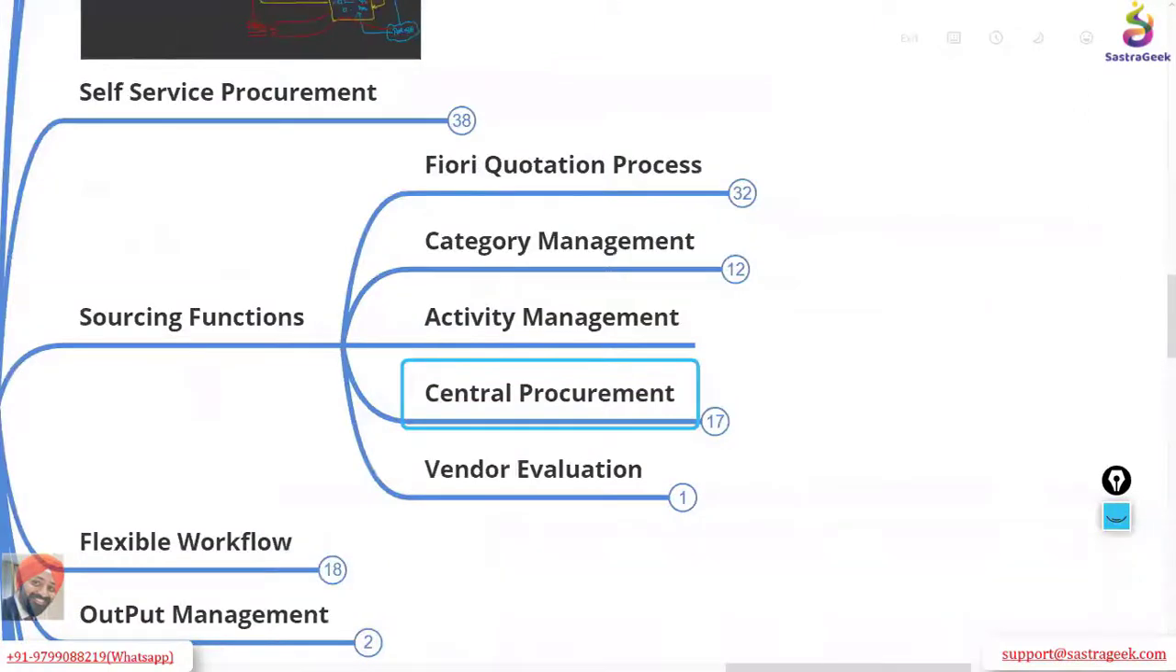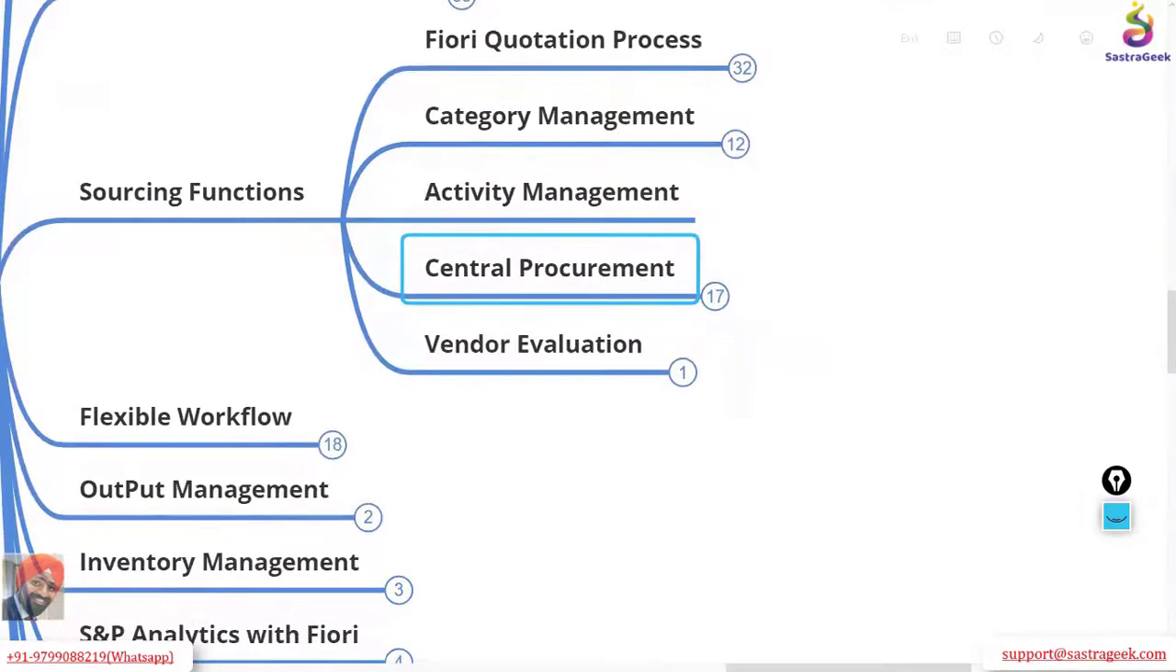Now we'll be proceeding ahead, and I will be starting. I'm trying to cover two topics today: vendor evaluation, and the second thing we'll be covering is output management.